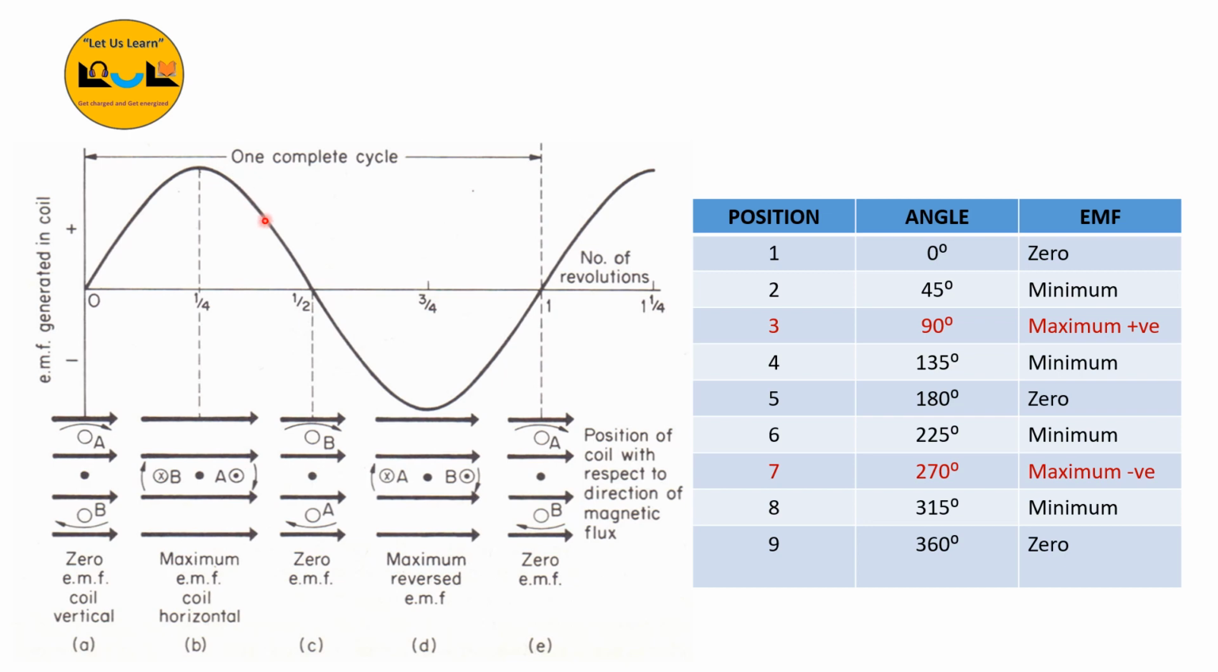Now at 135 degree, the minimum EMF will be generated, and at 180 degree, the magnetic line and conductor velocity are parallel to each other, so the EMF generated at this point is 0. In the same fashion, 225 degree is approximately this point, where we get the minimum EMF. At 270 degree, the magnetic line and velocity are perpendicular to each other, so we get the maximum negative EMF at this point exactly. Same fashion we will do for 315 degree and 360 degree.